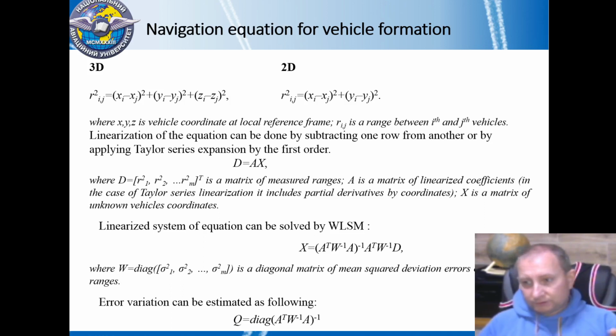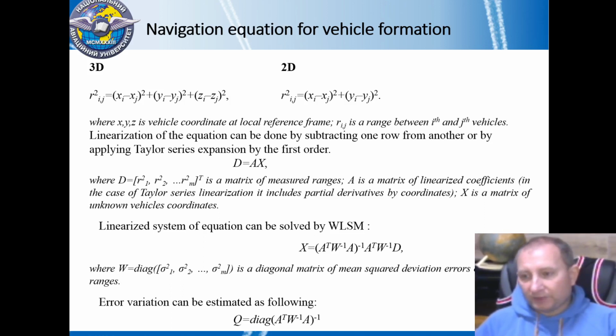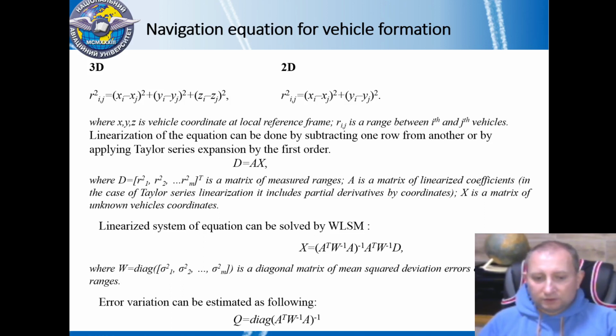Then we've got measured distances, and the task is how we can estimate coordinates of each vehicle in the formation based on knowing only ranges between cars. And in this case we can use a quite simple equation based on the formula for range between 2 points. That's why for two-dimensional space it looks like that.